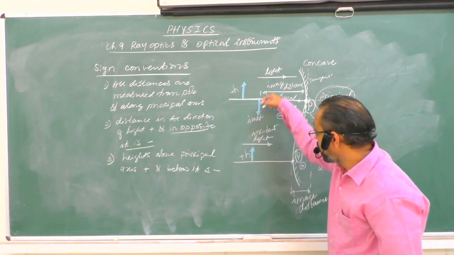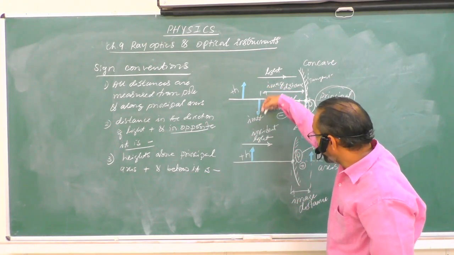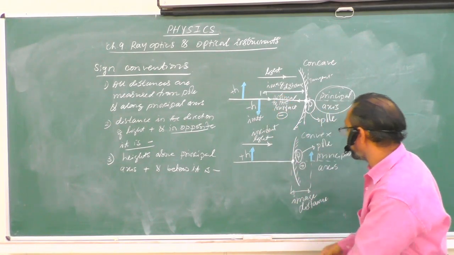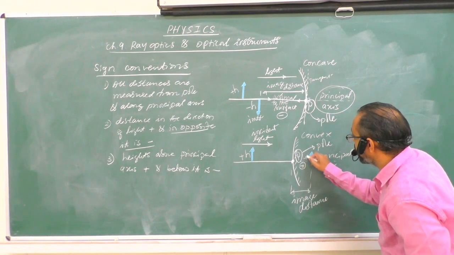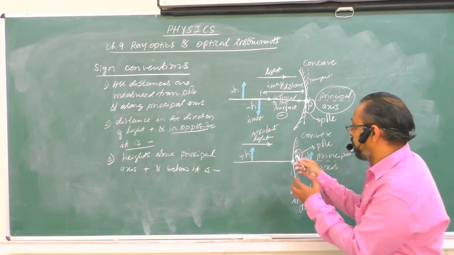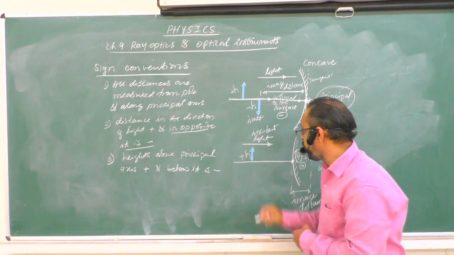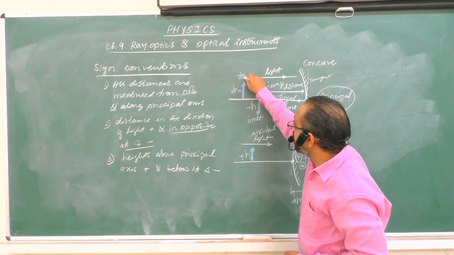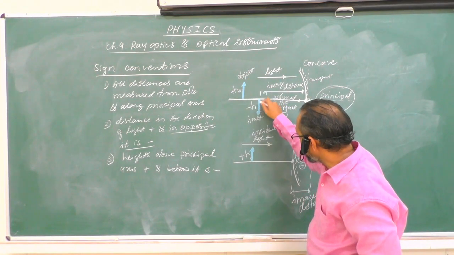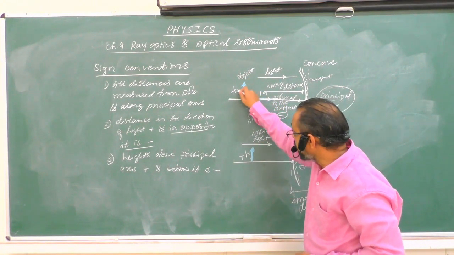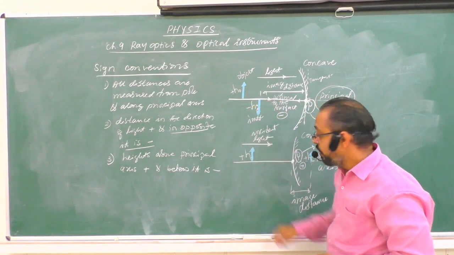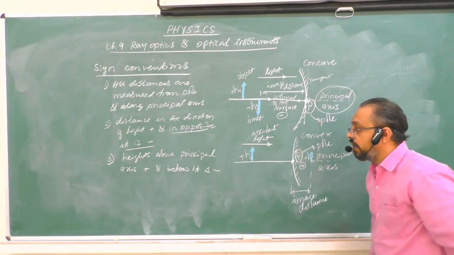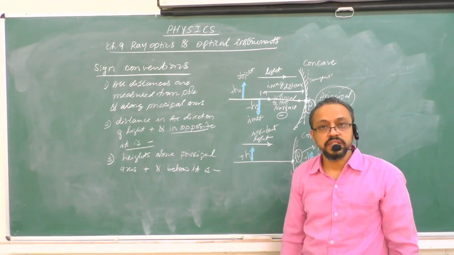And what about the height below? The height below the principal axis is negative. This is minus h, and this is plus h. So for the object, we take HO, and for the image, we take HI. If this is the object, this is HO, and if this is the image, this is HI. Here HO is positive and HI is negative. In the other picture, HO is positive and HI is also positive. This is how you have to learn about all sign conventions.